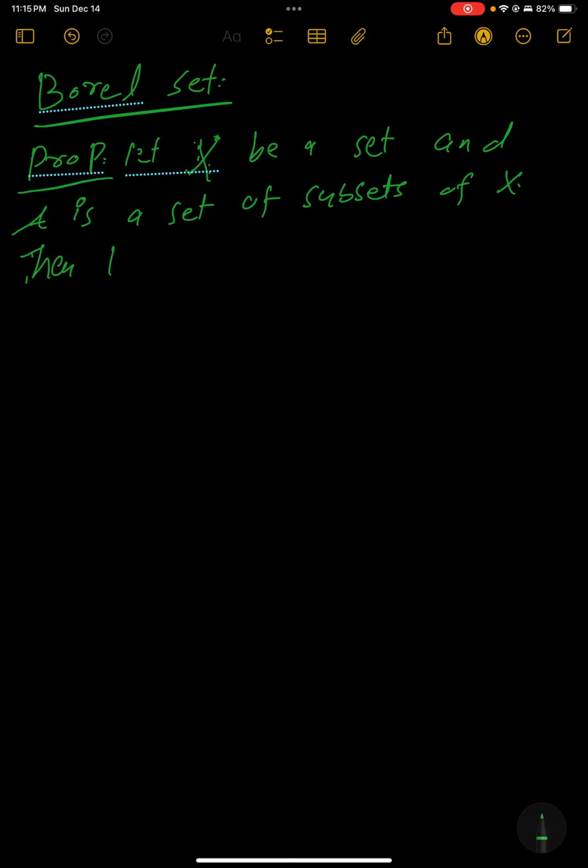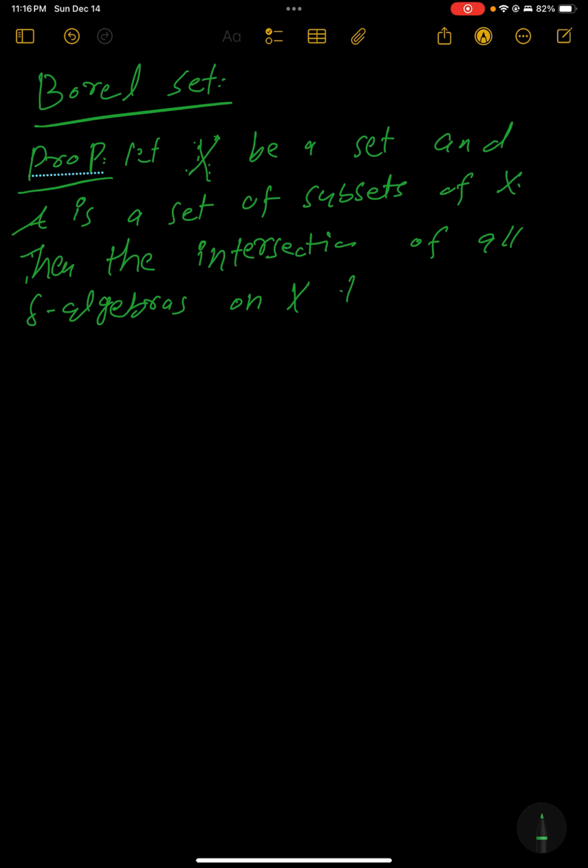and we have A, another set, but of subsets of X, okay, subsets of X. Then the intersection of all sigma algebras on X that contains A is a sigma algebra.